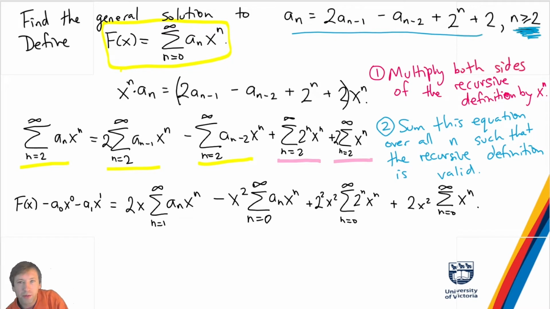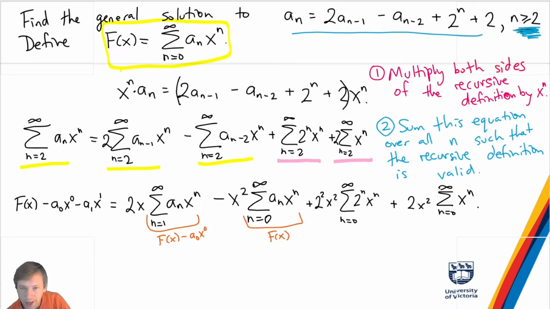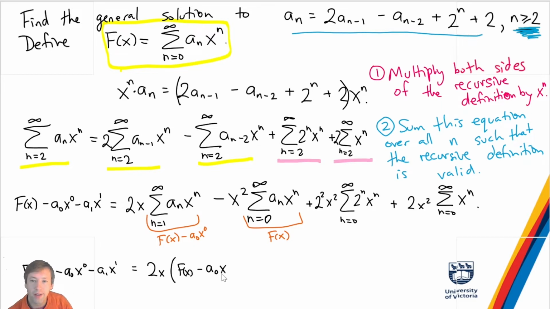We should also, at this point, recognize that this thing is f of x minus a0 x to the 0, and this thing here is just f of x. So let's plug that in. Let's keep the left-hand side the same. So we've got this is equal to 2x times f of x minus a0 x to the 0, then minus x squared f of x plus, so what's this?